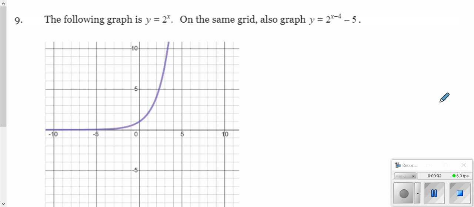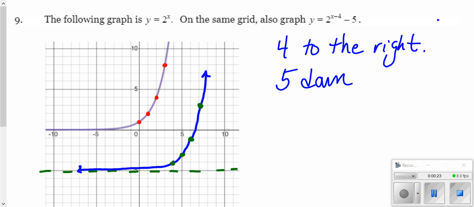Okay, Unit 6 review starting from number 9. So this picture is showing the exponential function 2 to the x, and if you look at the equation of the graph they want you to make, the two things that are different are the subtraction of 4 and the subtraction of 5. So the 4 is going to move your graph to the right 4, and the 5 is going to move your graph down 5.